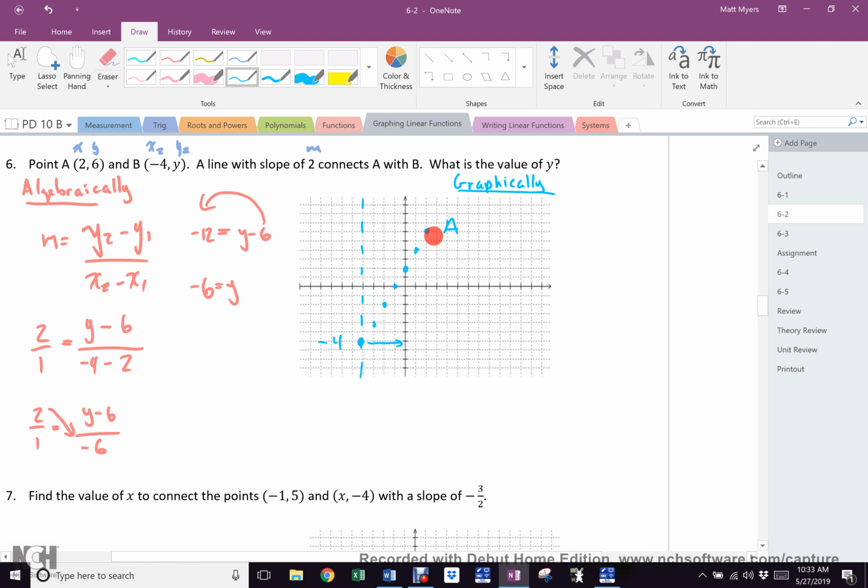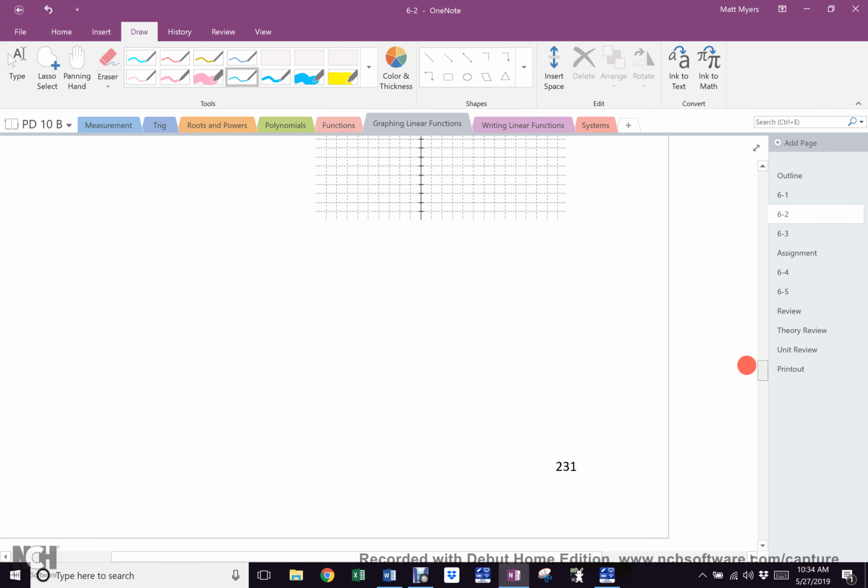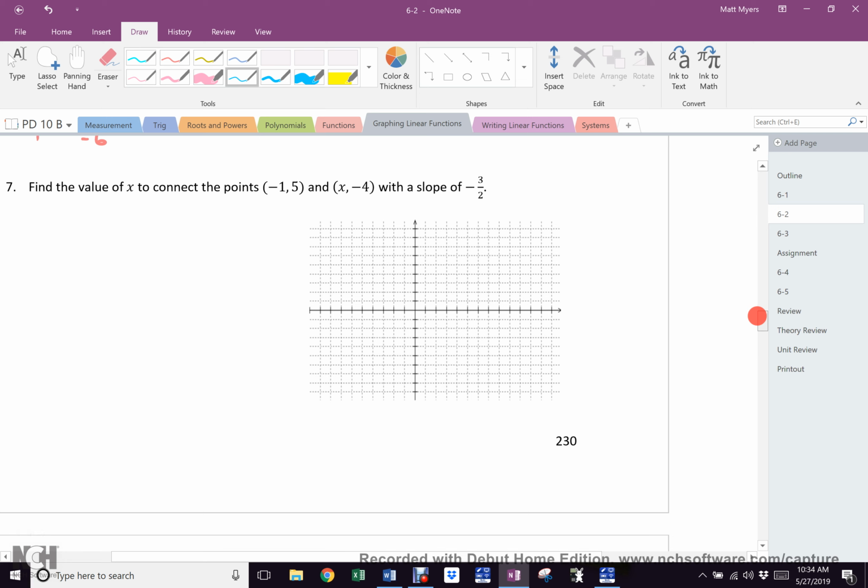So I was able to solve it graphically. Does everybody understand both? Is it okay if you're a little hazy? Of course it is, because look, we got 4 more to practice with.